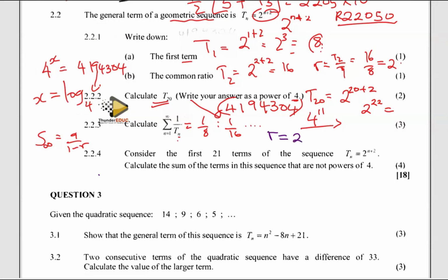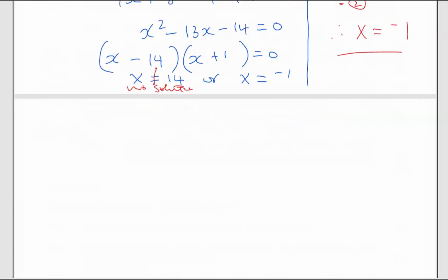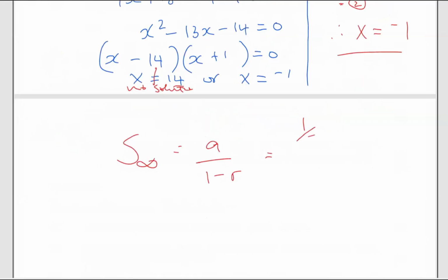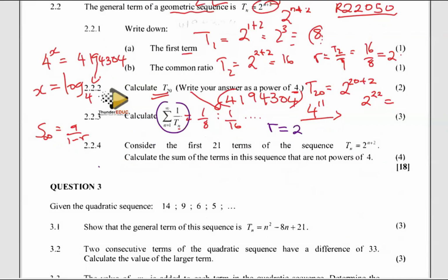Okay, so if the common ratio is a half, the sum to infinity is a over 1 minus r. Now our first term for this summation is 1 over 8. I'm dividing it by 1 minus, we say the common ratio is a half. Meaning that we have 1 over 8 divided by a half, and then the answer we get is a quarter, or 0.25. So that's what I'm getting in this case.